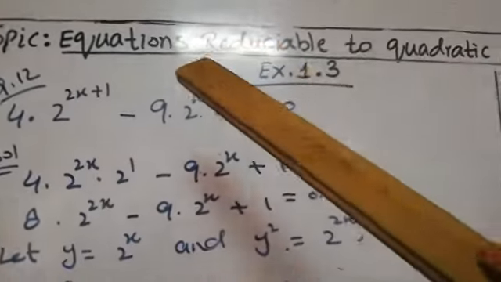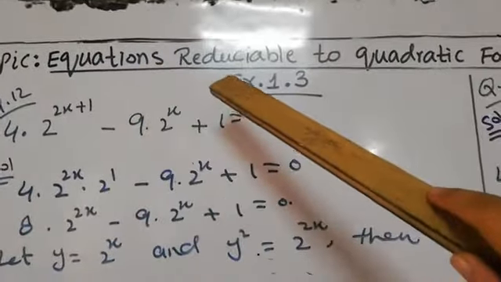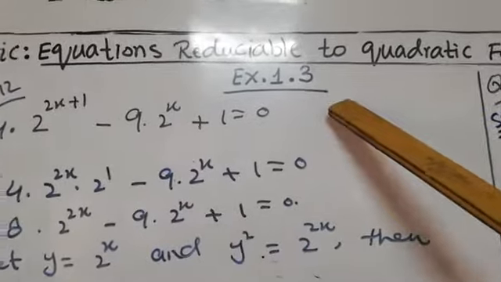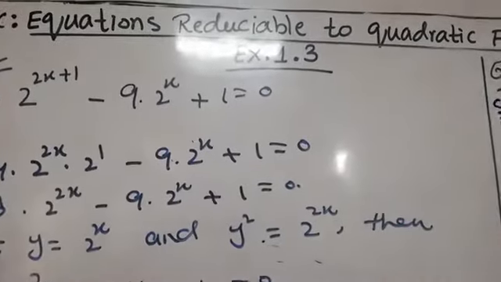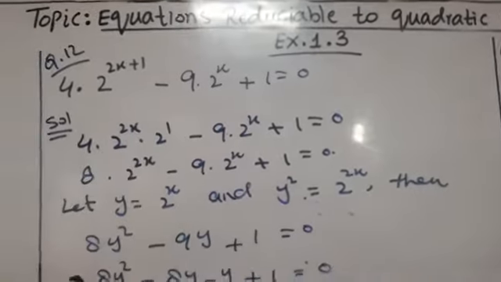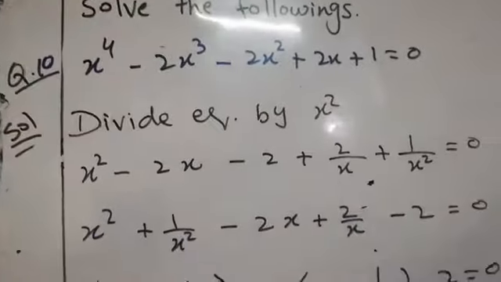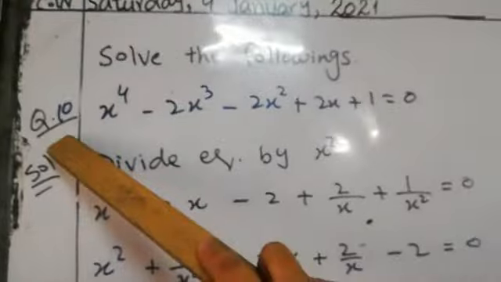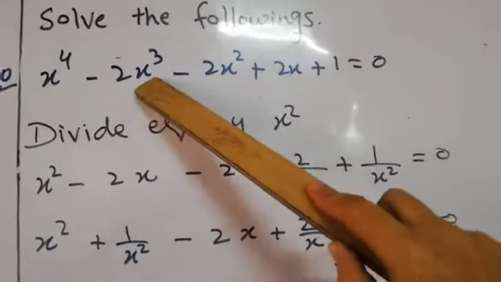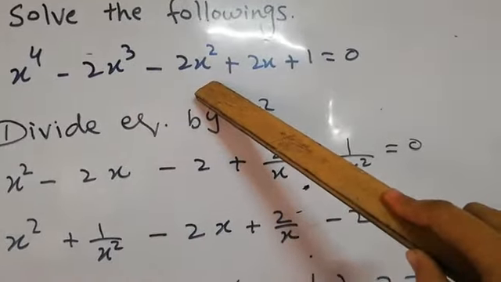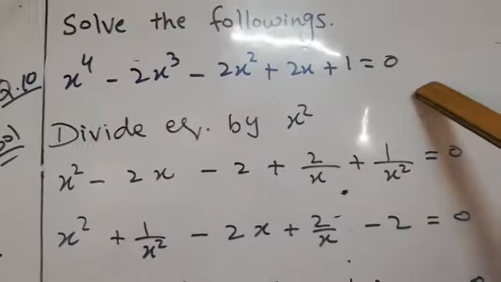Dear students, we will continue this exercise 1.3. In our previous video, we have done 3 questions, and in this video, we'll continue the next 3 questions. So, question number 10 is x^4 minus 2x^3 minus 2x^2 plus 2x plus 1 is equal to 0.